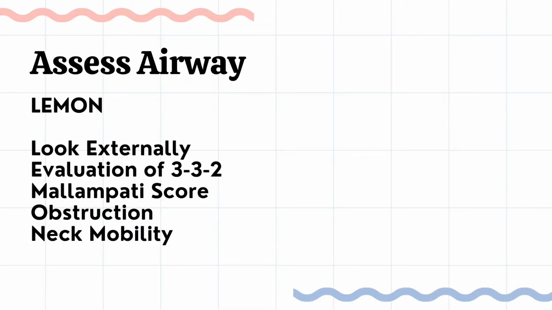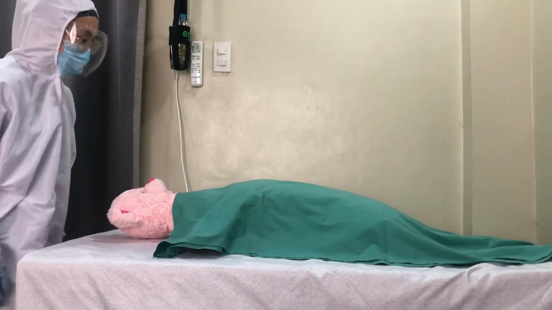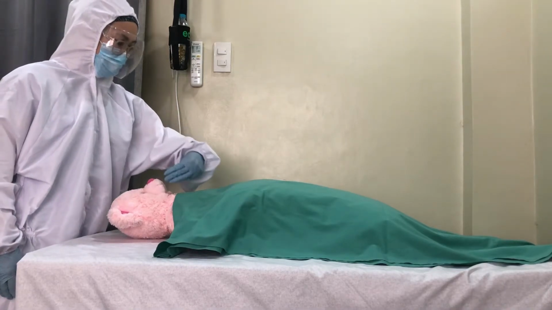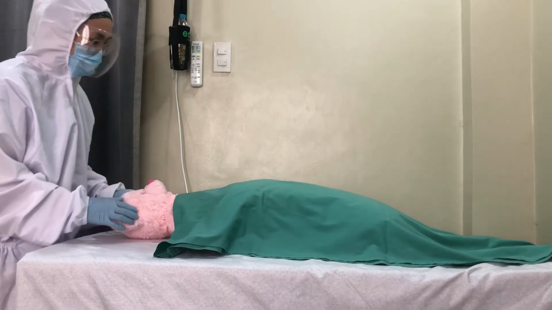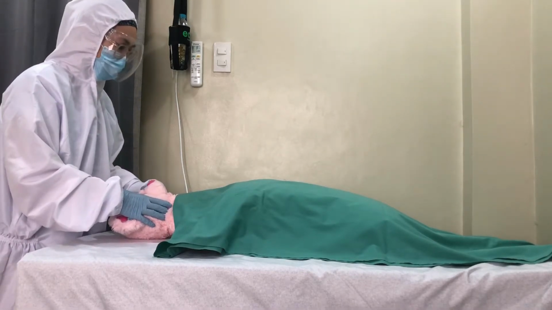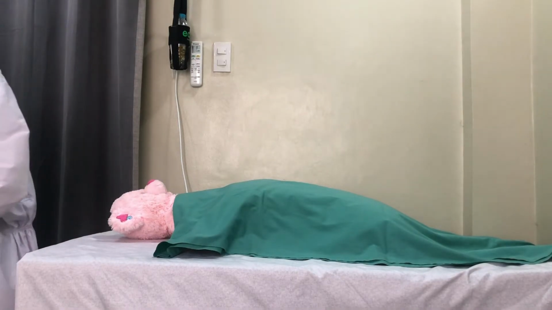The next will be the airway assessment of the patient. Since the patient is COVID-19 positive, a full PPE should be donned. Assessment of airway is then done through the mnemonic LEMON. Look externally for any indication of possible difficult intubation, evaluation of the 3-3-2, the Mallampati scoring, O for any obstruction, and N to assess for neck mobility.